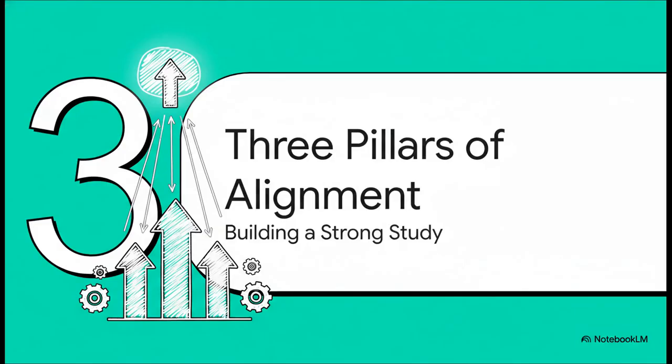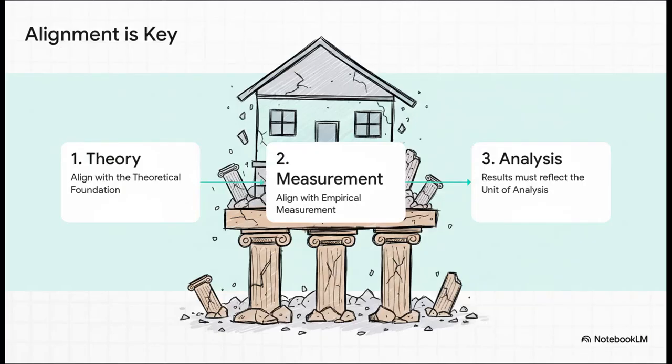All right, so knowing your unit of analysis is step one. But to build a study that's actually solid, like rock solid, it's not enough to just pick a subject. A great study needs perfect alignment, and this is built on what we're going to call the 3 pillars. And here they are. Your unit of analysis has to line up perfectly with your theory, your measurement, and your final analysis. If just one of these pillars is wobbly, the entire study can come crashing down.